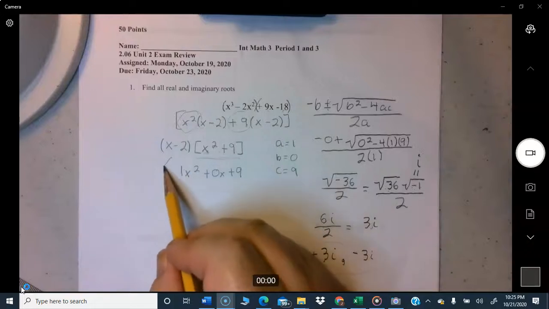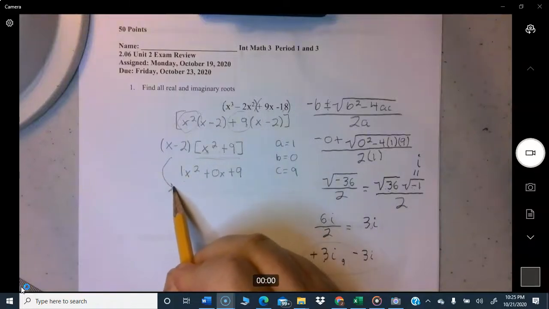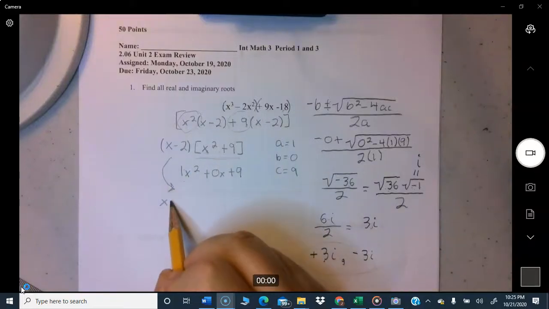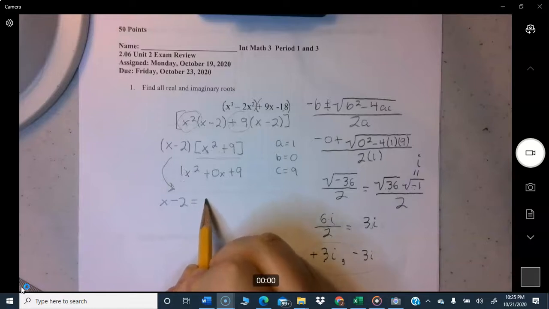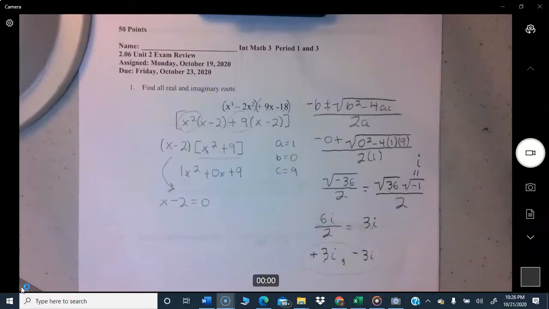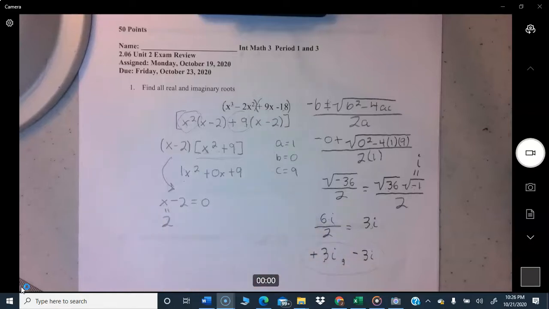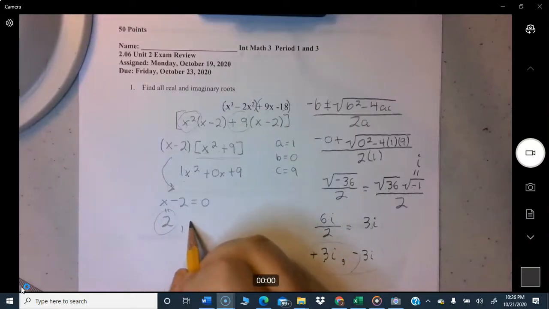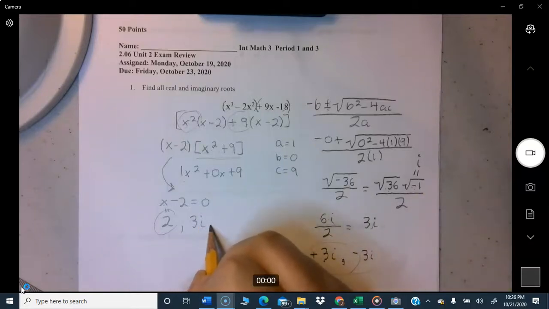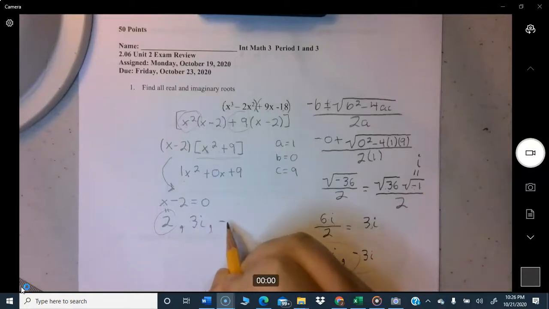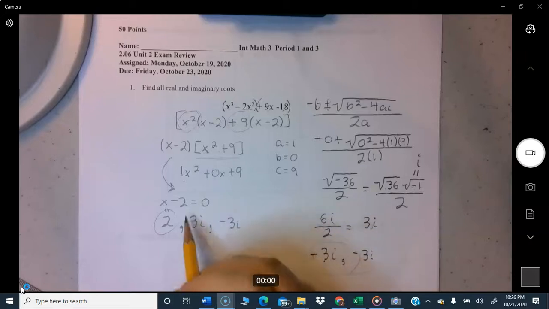Now the other one is the real root, this one. And that is, what number makes this go to 0? What number x? And the answer to that is 2. So now you have all three of your roots right there. 2, 3i, negative 3i. And that's your final answer.